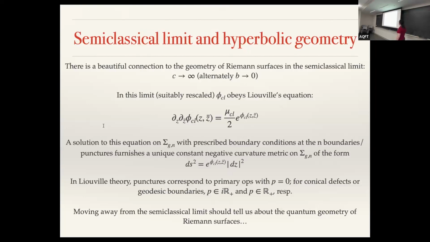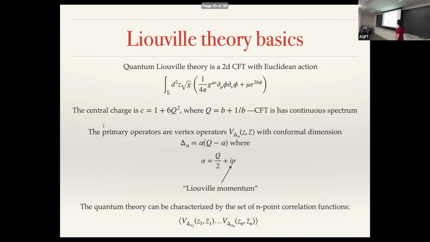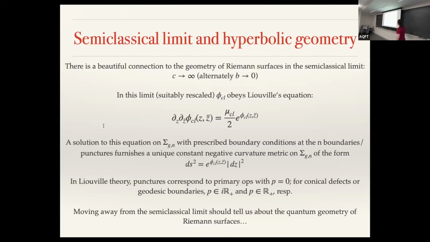There's a beautiful connection to the geometry of Riemann surfaces in the semi-classical limit of Liouville theory, which is the limit where you take the central charge to infinity. This central charge, which you can see can also be written as taking the parameter q to infinity or the parameter b to infinity. In this limit, you have to rescale the Liouville field appropriately. Then the classical equation of motion that you derive from that action is precisely Liouville's equation.